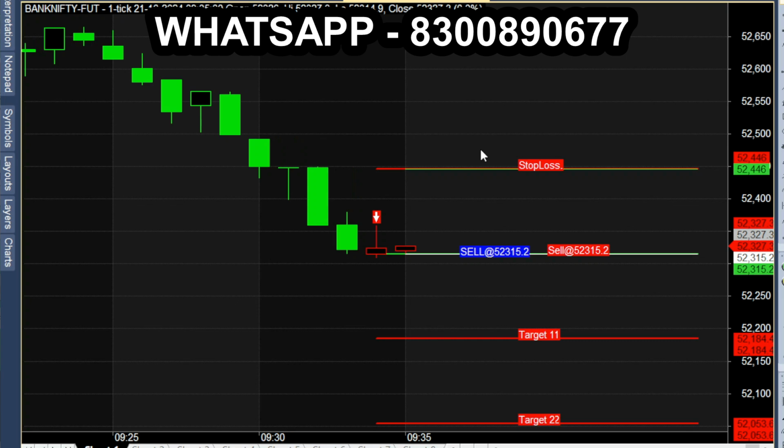Can you see that straight white line from the red candle? That is our entry line. Below lines are target lines, above line is the stop loss line. So the entry point: sell at 52,315 and the first target is 52,184. It's more than 125 points first target range, more than 100 point target.